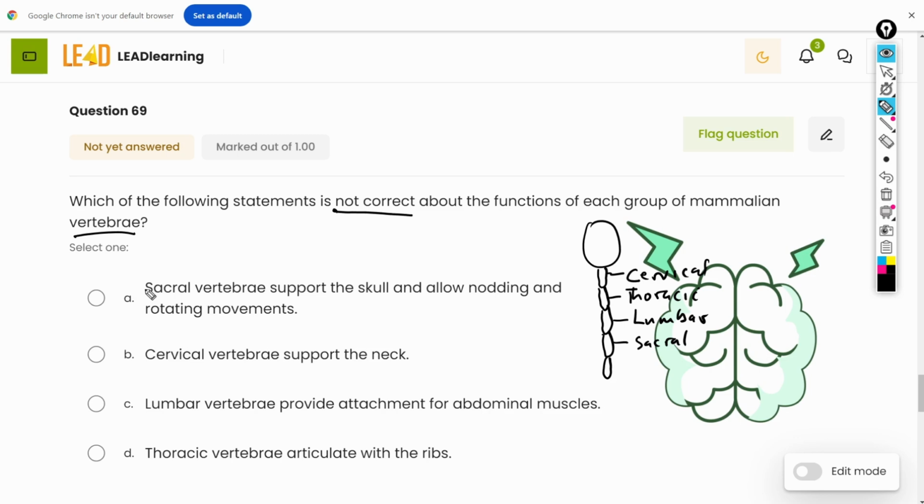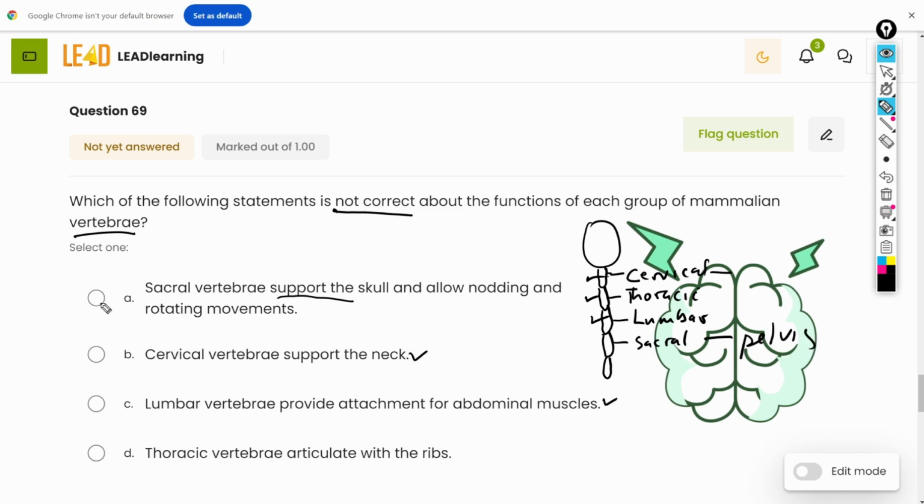So let's look at our options. Option A says sacral vertebra supports the skull. Now, clearly, this is not true. The skull is supported by the cervical vertebra from what we just said. Cervical vertebra supports the neck. That is true. Lumbar vertebra provides attachment for abdominal muscles. That is true. Thoracic vertebra articulates with the ribs. That is true. We said all this. The sacral vertebra, we said, provides a supporting or articulating surface with the pelvis.